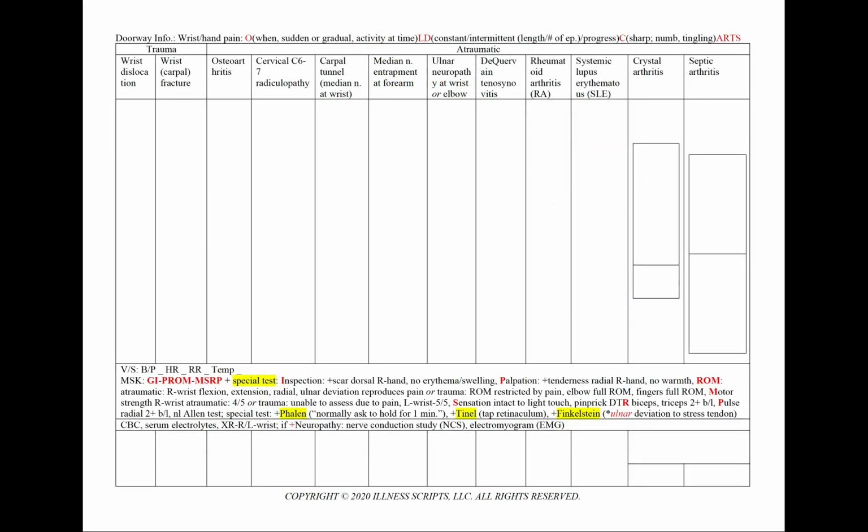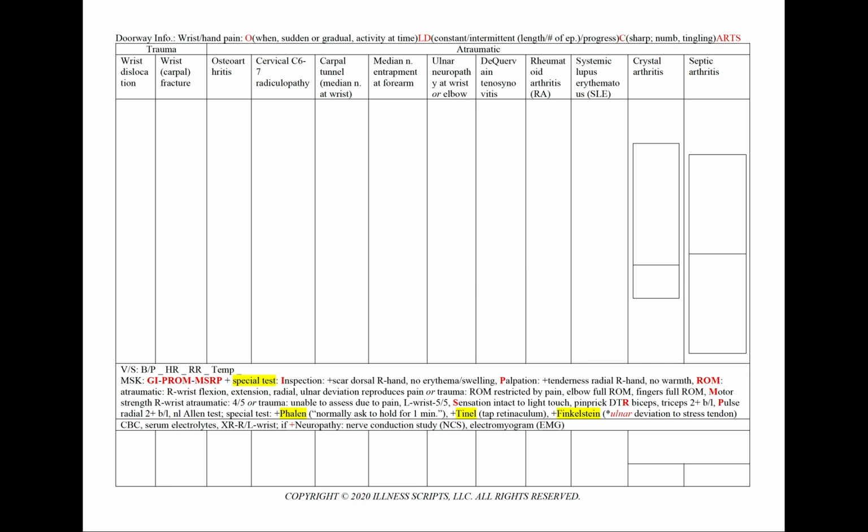In a case of wrist or hand pain, using our mnemonic OLD CARTS, we'll note the onset. When did your pain start? Did it come on suddenly or was it more gradual? And do you remember what you were doing at the time? For the location, we'll ask our patient to point with one finger.